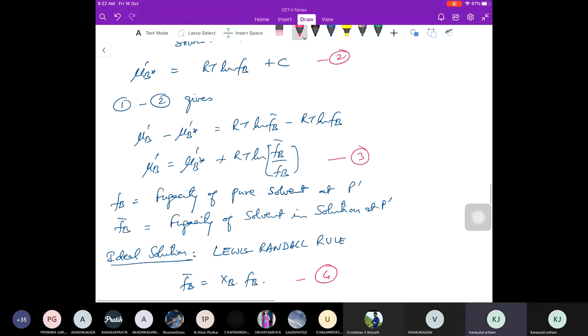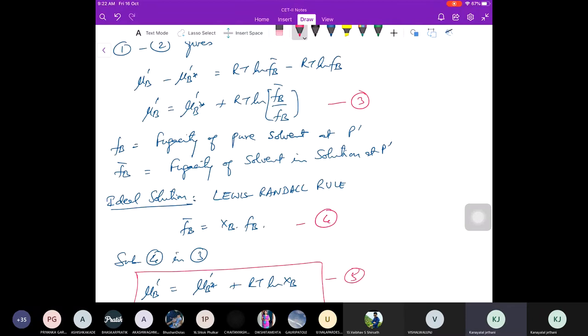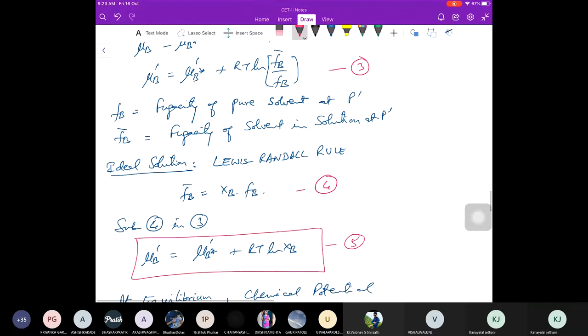Okay, so now let us look at ideal solution. Raoult's rule says that f B bar is equal to nothing but XB into f B. Okay. So if you put this equation 4 in equation 3, what you'll get is mu B prime is equal to mu B star prime plus RT ln f B bar upon f B, which is nothing but XB.